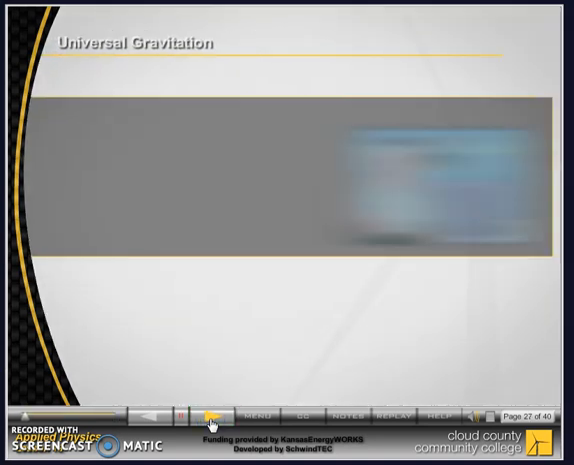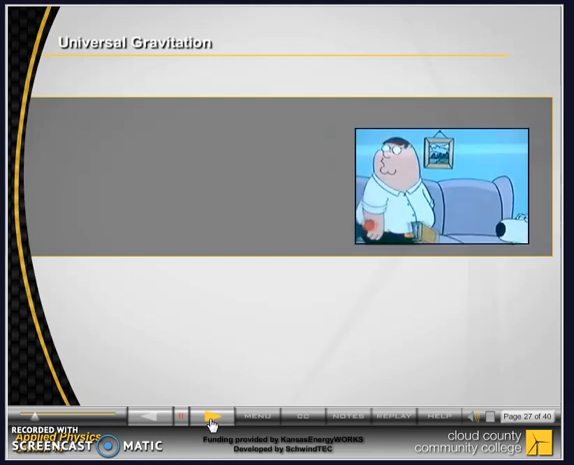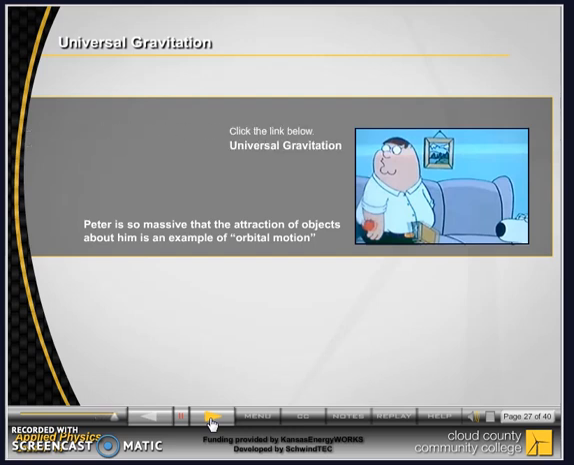In this YouTube video, you see Peter Griffin demonstrate universal gravitation. According to Brian, Peter is so massive that the attraction of objects about him is an example of orbital motion. Funny use of science ideas on a modern television cartoon. Click on this link if you're interested in another television example of science.